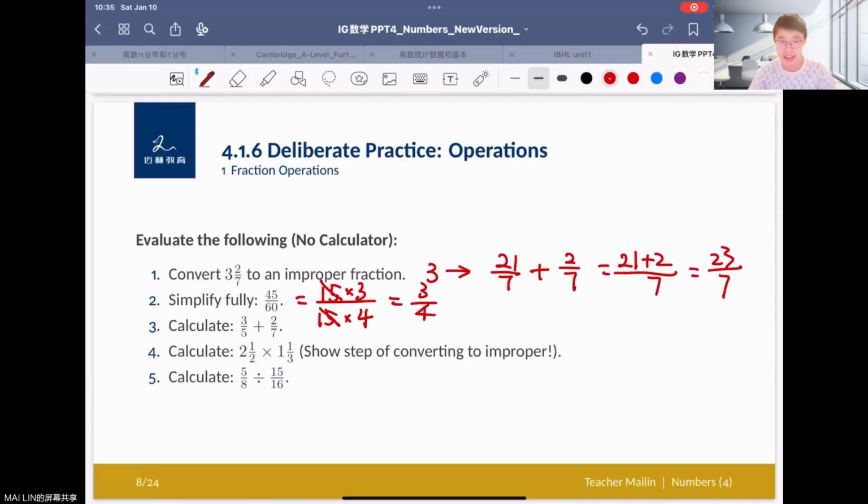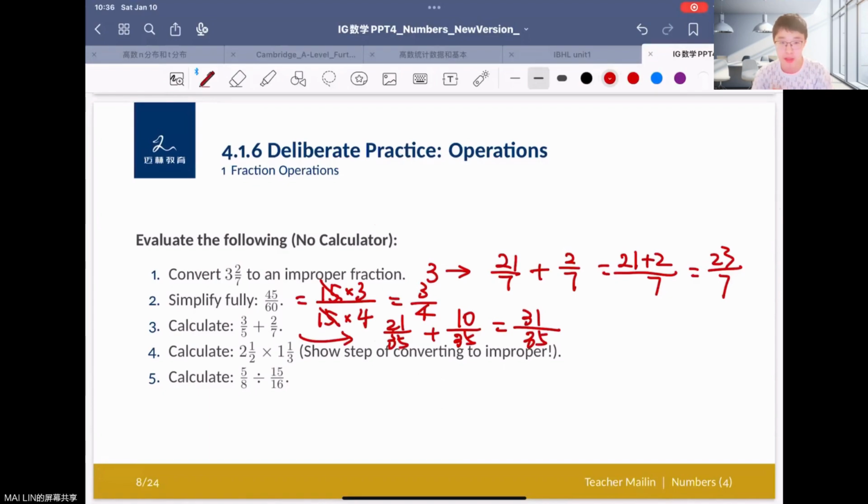Okay. And for the third problem, here is 3 over 5 plus 2 over 7. We can first find the lowest common multiple, right? For 5 and 7, the lowest common multiple is 35, right? So you can first switch this 3 over 5 into 21 over 35, and plus, here we can times 5 together, that is 10 over 35. So here the answer is 31 over 35. Okay, that is for these operations.